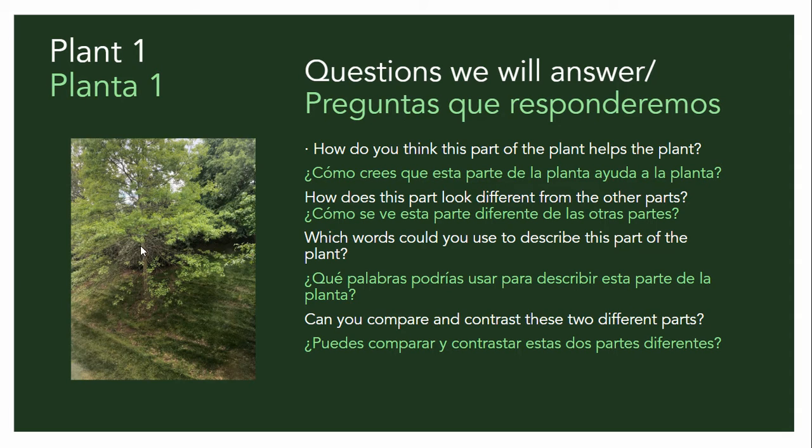I'm going to pick the tree trunk and a tree branch. We're going to compare and contrast these parts. That means we're going to see what's the same and what's different, and tell what these parts help the plant do. So how do you think this part, the tree trunk, helps this plant?